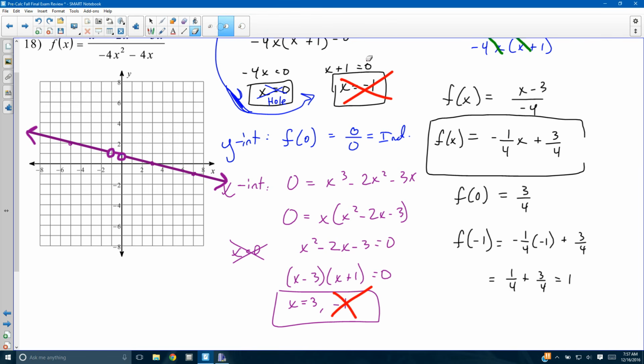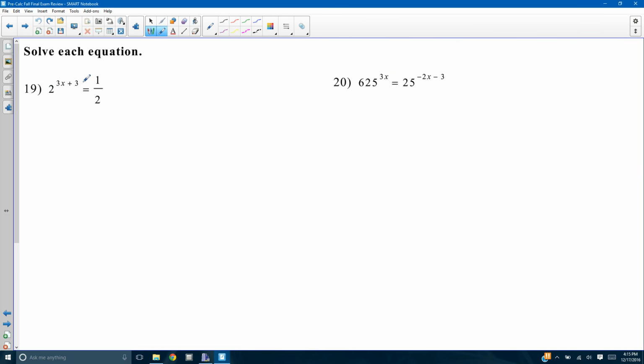Okay, here we go. Moving on. Number 19, solve each equation. 2 to the 3x plus 3 power equals 1/2. What is the value for x that makes that true? The way that I'd probably look at this problem is say, first of all, 2 to what power gives you 1/2 in the first place? We want to figure out what this whole thing is supposed to be to even get this.